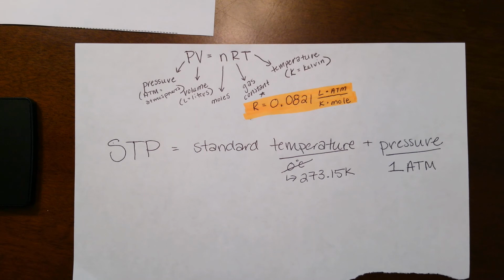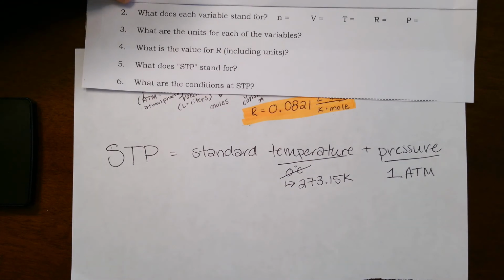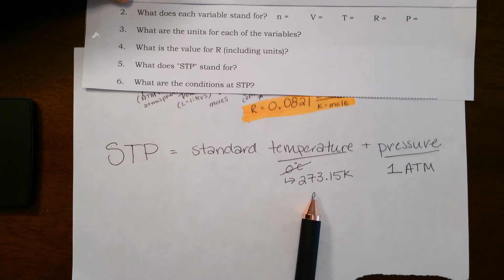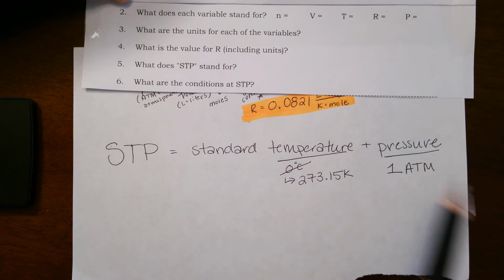Awesome. So that's our introduction. The last part is, it says question 6, what are the conditions for STP, 273.15 Kelvin and 1 atm?